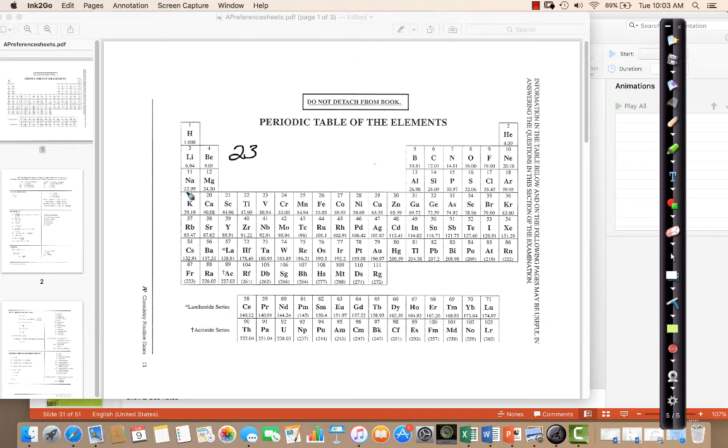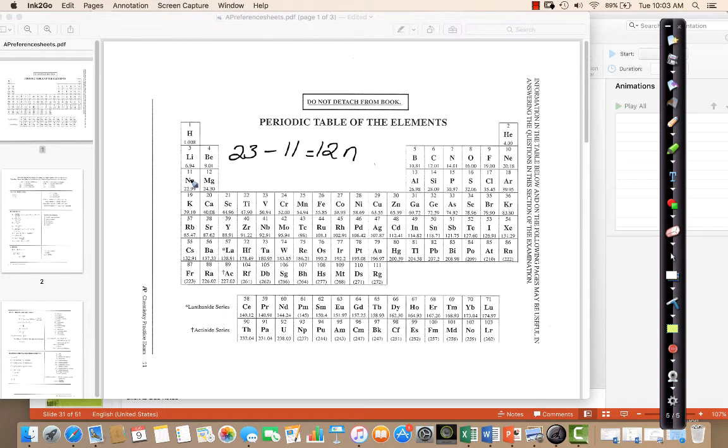There's a mass of 23, and there's 11 protons here. So the mass is only made up of protons and the neutrons. So if you take the mass, subtract the number of protons, that will tell you the number of neutrons. So I have 12 neutrons here.